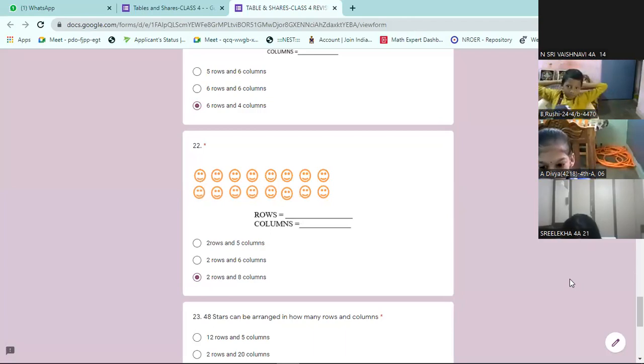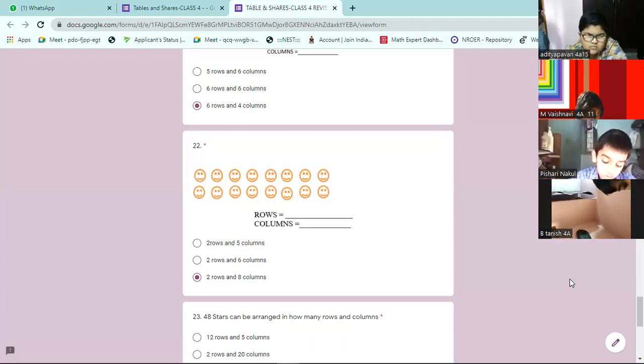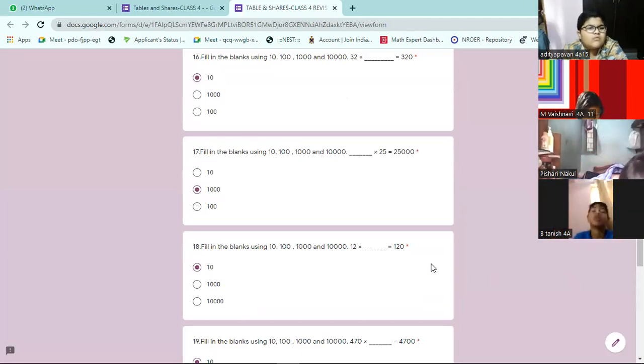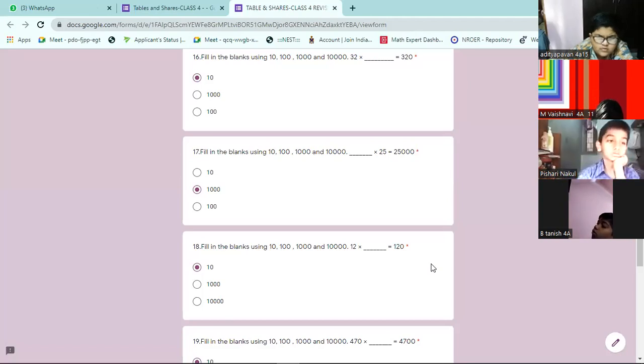I didn't understand the 18th question. 12 into something is 120. What is that something? In this box, what do we have to take? We have to take 10 or 100 or 1000. That is the question. 12 into 10 is 120. So it should be 10. That is the answer to the 18th question.